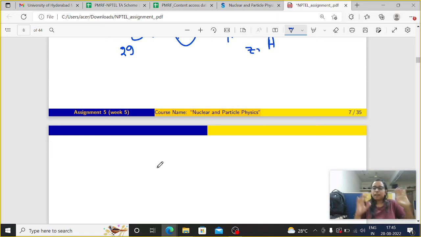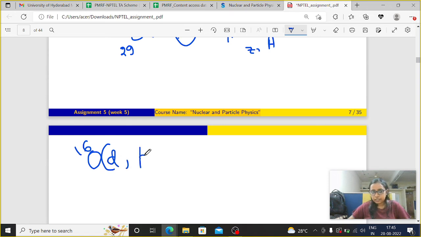I am talking about the final result of the direct reaction, the importance of direct reaction. Okay, what is the importance of direct reaction? Let's talk about one direct reaction, as you already told me, let's take an example. I am taking an example. The example is this one: oxygen, then deuteron, then proton, and then again oxygen.